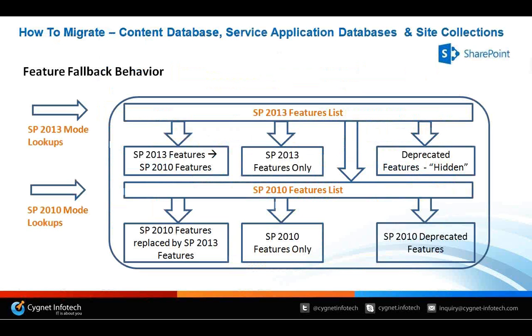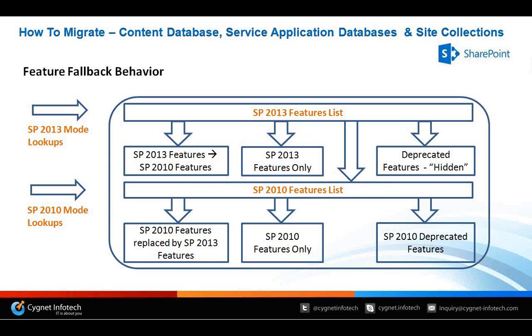Now the next operation mode functionality of SharePoint 2013 is feature fallback behavior. Let's say your site is in SharePoint 15 mode. In that case it can access both types of features: you can have the features of SharePoint 2013 and you can also access the features of SharePoint 2010. But if your site is working in 14 mode, meaning SharePoint 2010 mode, you will have only SharePoint 2010 features.